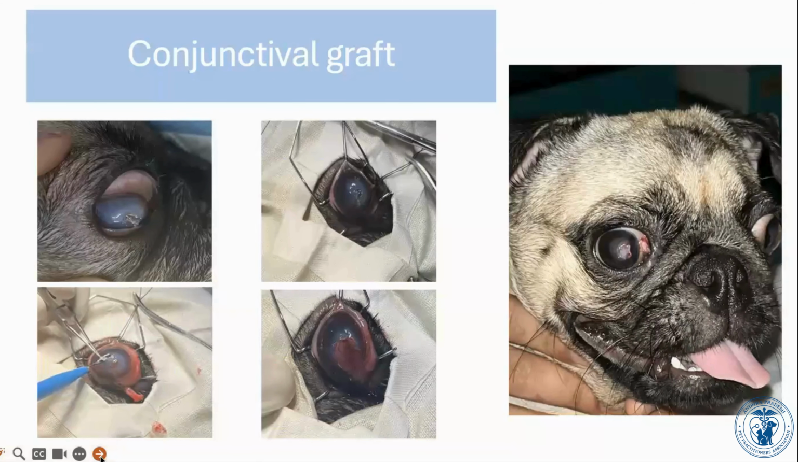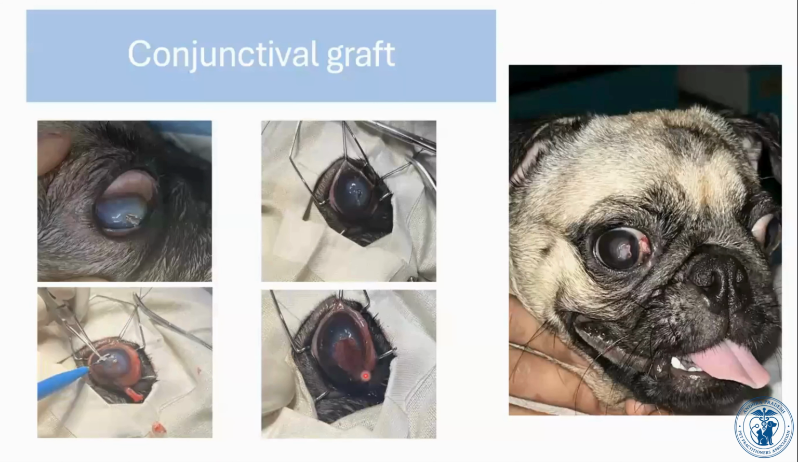So this was a 7-month-old pug which was presented with corneal perforation. We can see its anterior chamber is fully collapsed and there's a huge dent in the center. It was a fresh case, so we took him for surgery ASAP. Since the cornea had a lot of edema and was not very healthy, I went for a conjunctival graft.